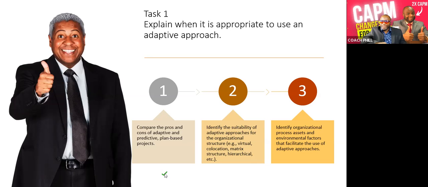Pages 1, 2, 3 in the Agile Practice Guide have some great coverage to understand how to survey a company to better understand, using a radar chart, if they should be more agile or hybrid or even predictive. Identify the suitability of adaptive approaches for the organization, virtual, co-located, matrix structure, and so on, and identify organizational process assets and enterprise environmental factors, as they're calling them, that facilitate the use of adaptive approaches. So understand when the project or the environment necessitates an agile approach.